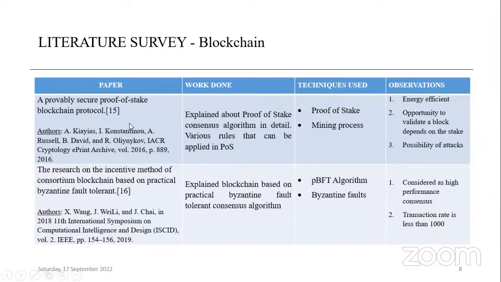Here, since I'm doing an improvement in the consensus algorithm also, I referred specifically to a few papers for consensus algorithm. This one is the provably secure proof of stake, which is next to proof of work. And then this paper, the research on incentive method for practical Byzantine model. This is regarding the PBFT consensus algorithm.